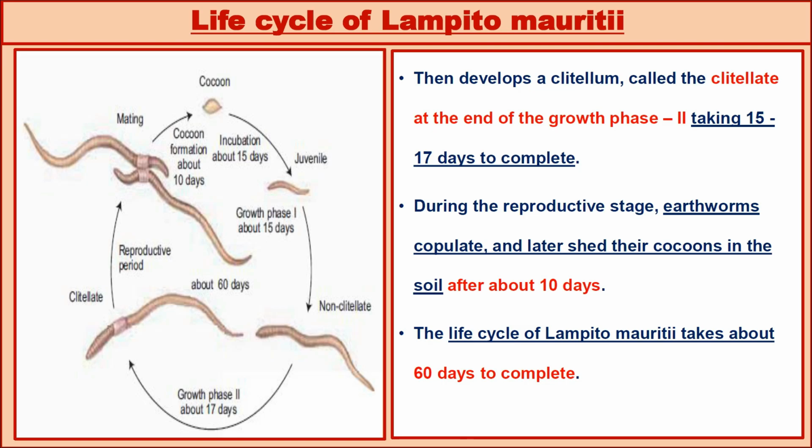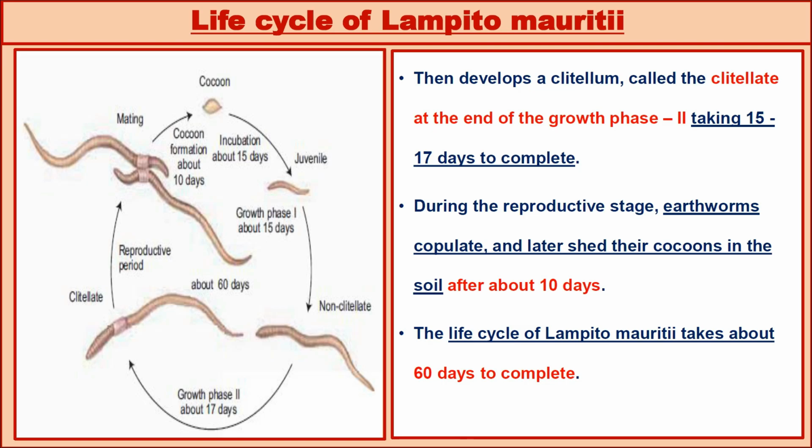Lampito mauritii begins its life cycle from the fertilized egg. Inside the cocoon, the egg gets fertilized, and the incubation period of this fertilized egg is about 14 to 18 days, after which they hatch out as juvenile earthworms. The juvenile earthworms do not possess the clitellum, they are non-clitellate, and this is phase 1 of their life cycle. After 15 days they develop the clitellum and get into the second phase, which is called the clitellate phase.